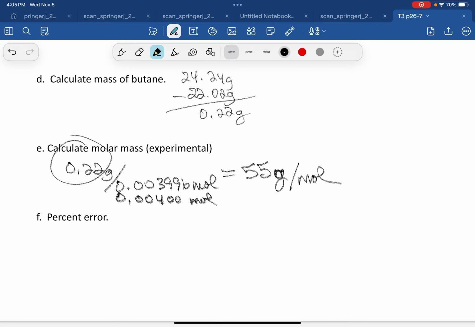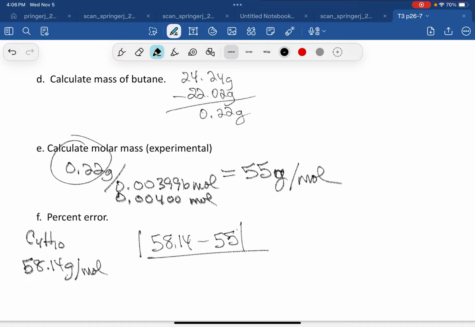So for the percent error, we can find the molar mass of butane, which is C4H10. And the molar mass of that, when I calculated, I got 58.14 grams per mole. And to find the percent error, I'm going to take the absolute value of the difference, 58.14 minus 55, divided by 58.14, and then I'll times 100, because that's what we do. And with 2 sig figs, I get 5.4%.